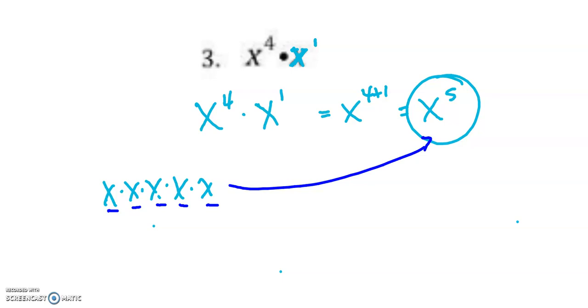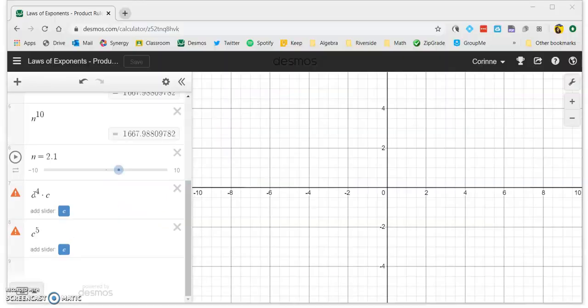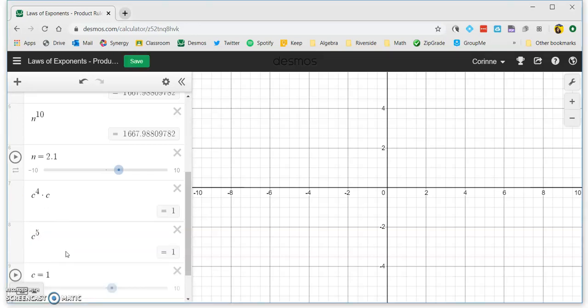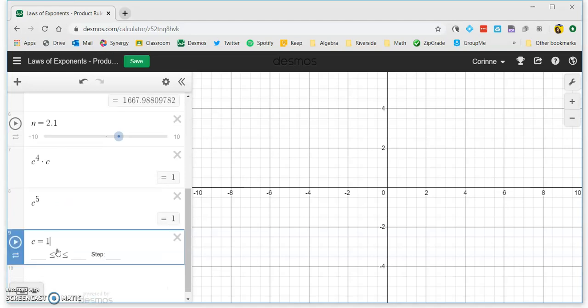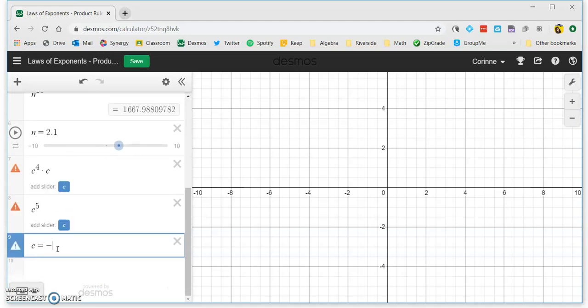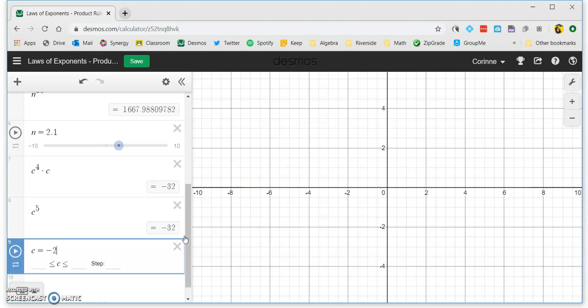Let's check it on Desmos. So we had x to the 4th times x. We found it to be equal to x to the 5th. I'm going to add a slider. I'm going to set it to a number other than 1. How about -2? These should be equivalent, and they are. So we've simplified this correctly.